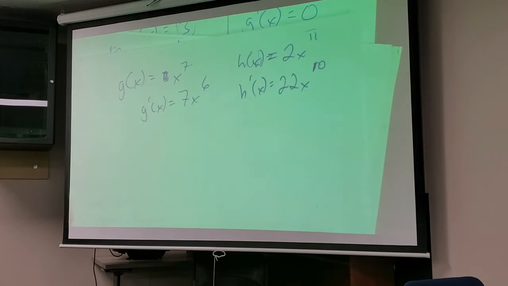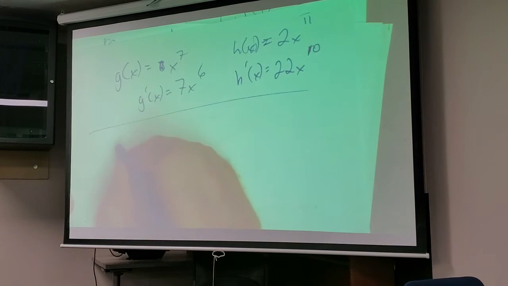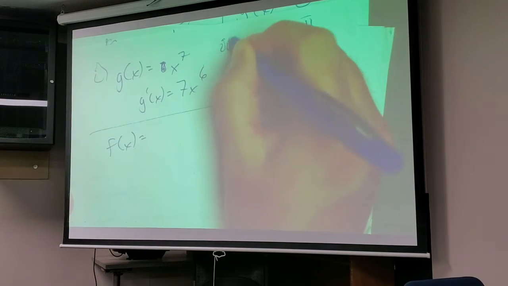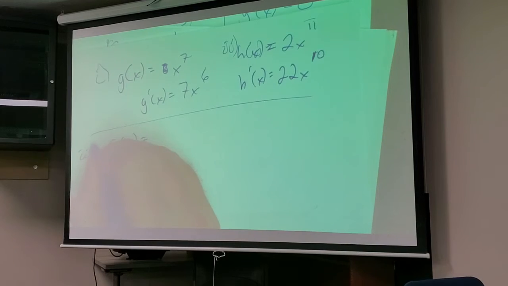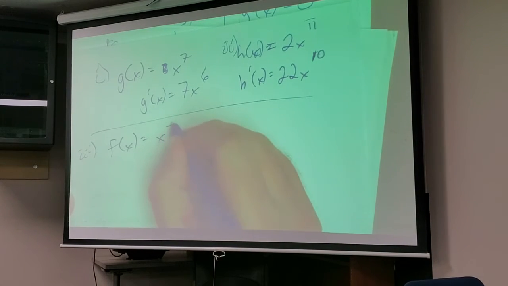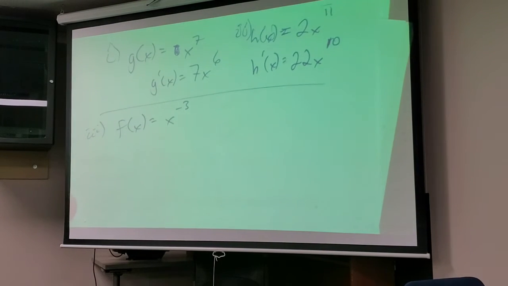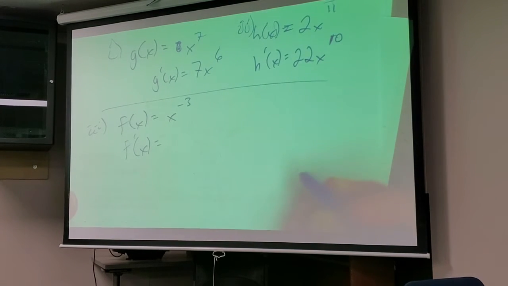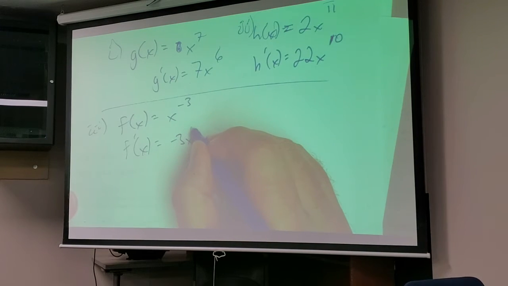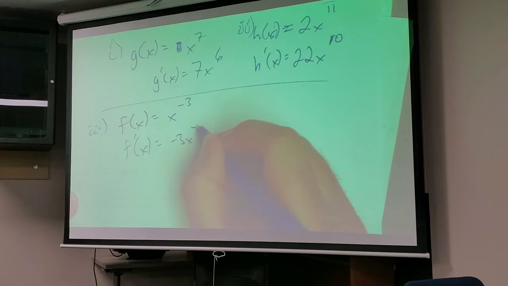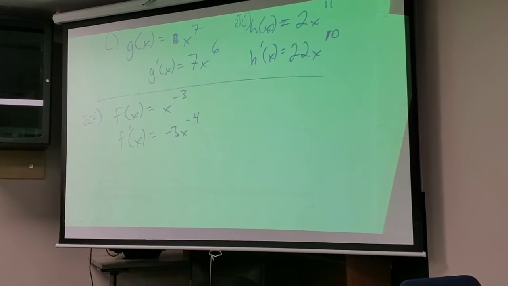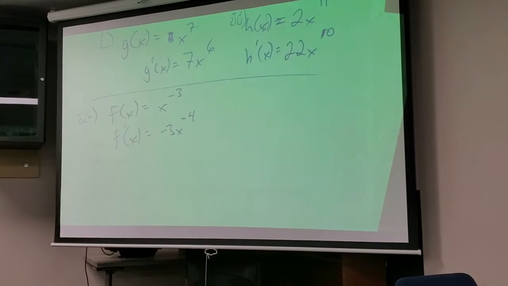I like it. What about if I have f of x equals x to the negative 3? What's f prime? Good. Fight the urge to make that negative 2. That makes it bigger. You always have to take 1 away. It's got to get smaller.